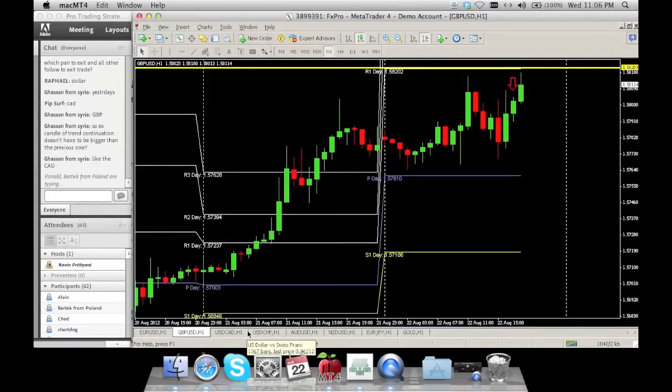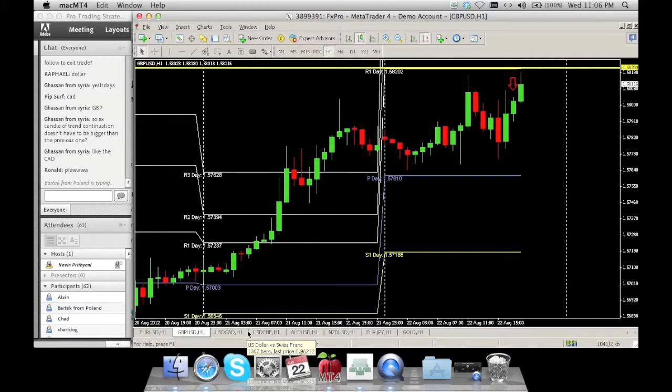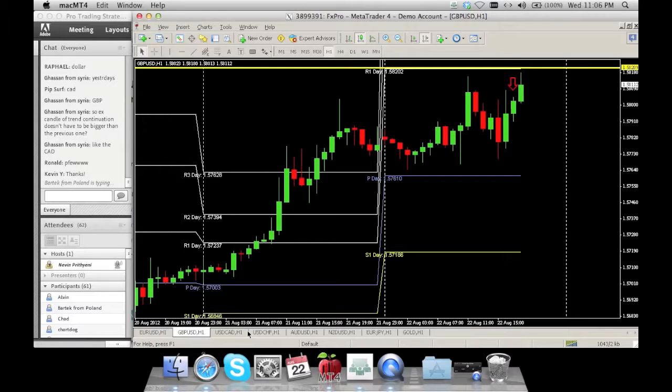Okay, Hassan says, so exhaustion candle of trend continuation, does it have to be bigger than the previous one? No, it does not. Like the CAD. That's correct, like the CAD.